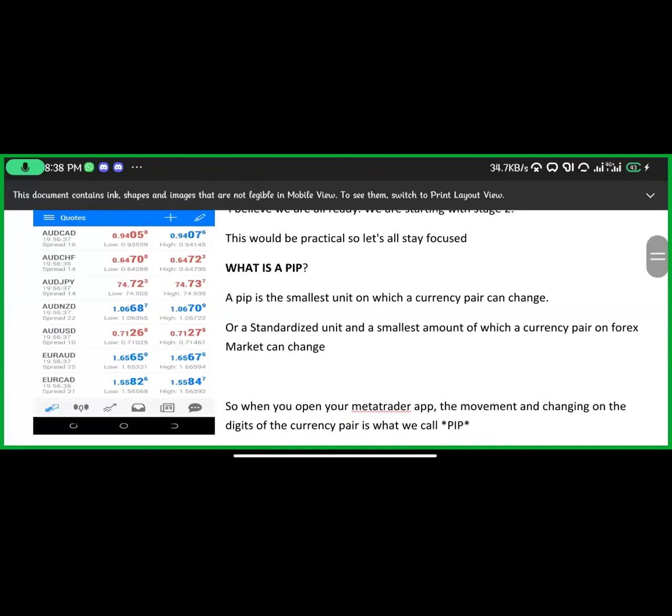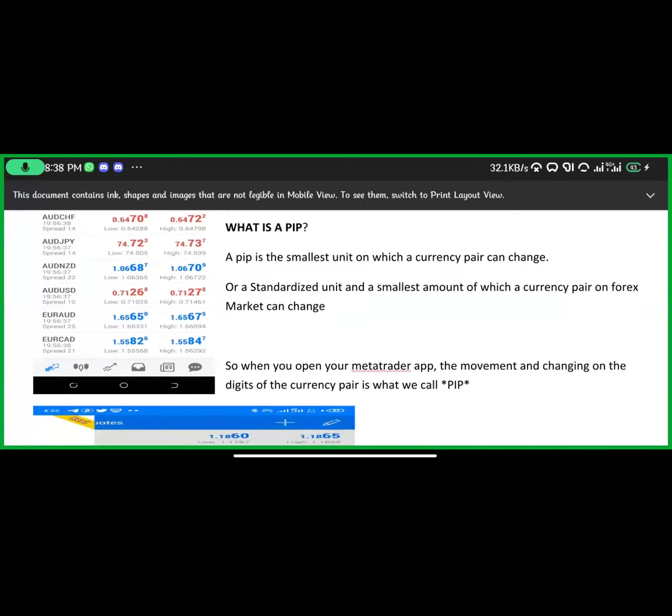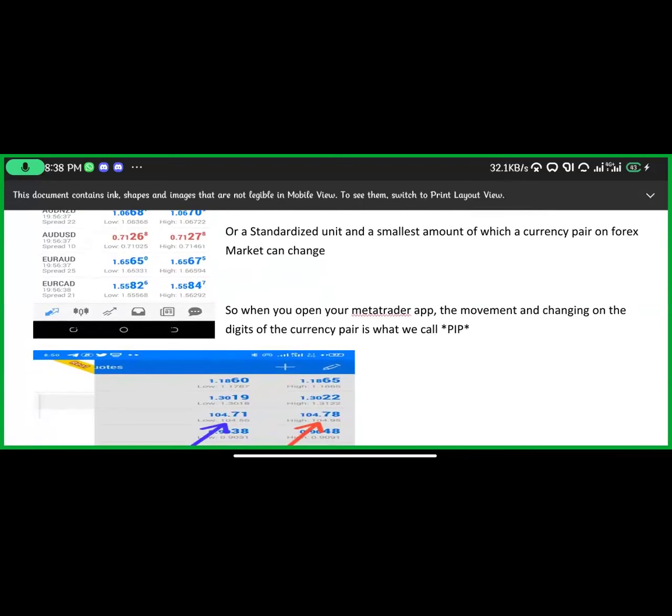Now, let's continue. A PIP is the smallest amount by which a currency pair in the market can change, either upward or downward. A single move means you're talking about the PIP. A PIP always relates to the price in the market. So when you open your MetaTrader app, the movements and changes in the digits of the currency pairs are what we call PIPs.